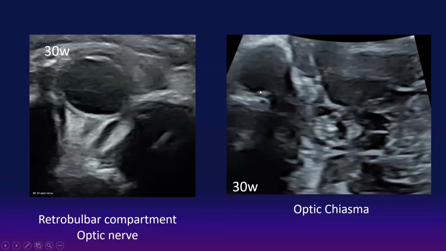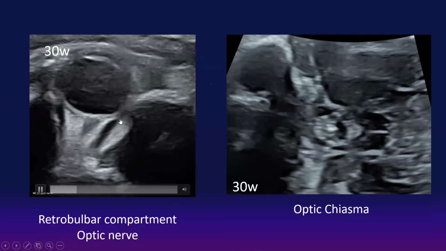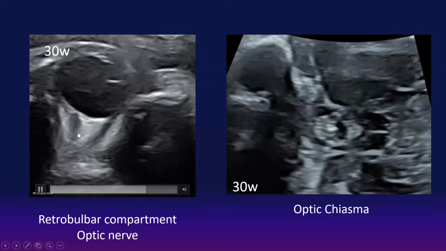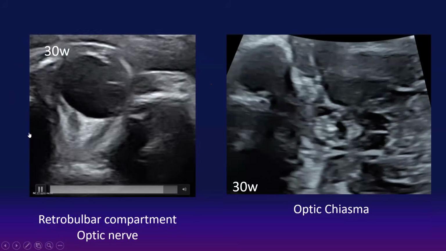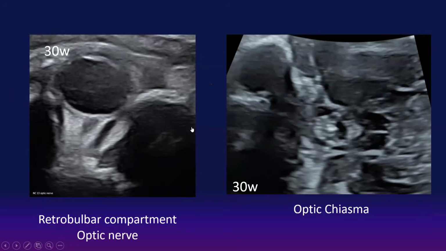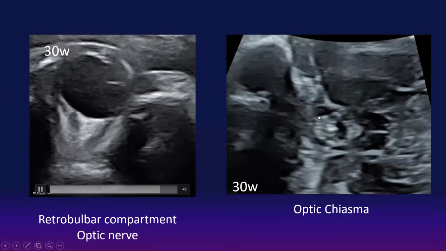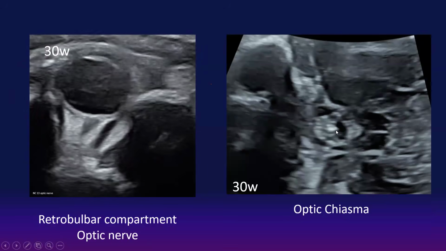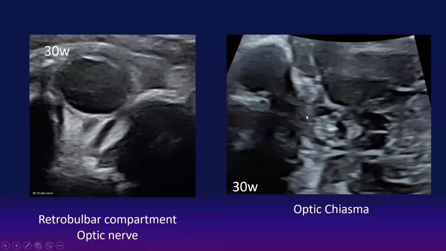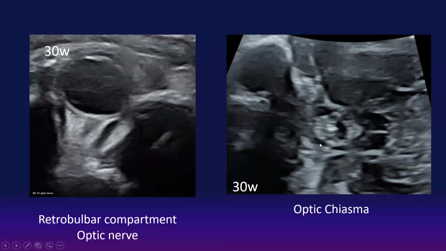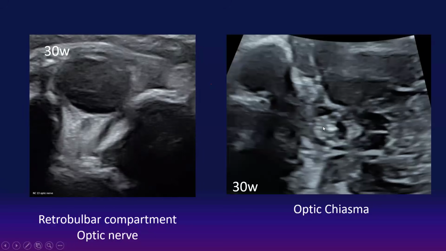Coming to the retrobulbar compartment behind the eye, we can see the optic nerve. That's with the eyeball movement. You can see the optic nerve also moving. Better seen, of course, in the later gestational age. And of course, you can see the optic chiasma when you go down from the base of the skull in the circle of Willis. We'll see the nice X-shaped or a head-shaped structure with the optic chiasma.